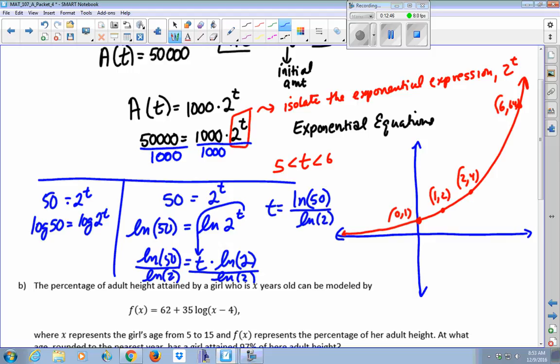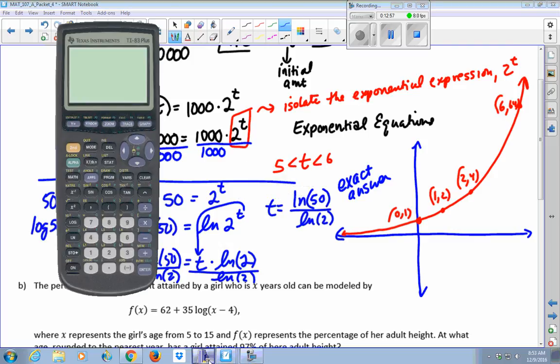Now, this is the exact answer. If I ask you for an approximation so that you could write a little sentence, you just take out your handy dandy calculator and you say, okay, where's the natural log function? It's over here, ln. So I say ln of 50 divided by ln of 2. And we know our answer has to be somewhere between 5 and 6 because we estimated that at the beginning. So let's see what our exact answer is. Well, we can only get a decimal approximation.